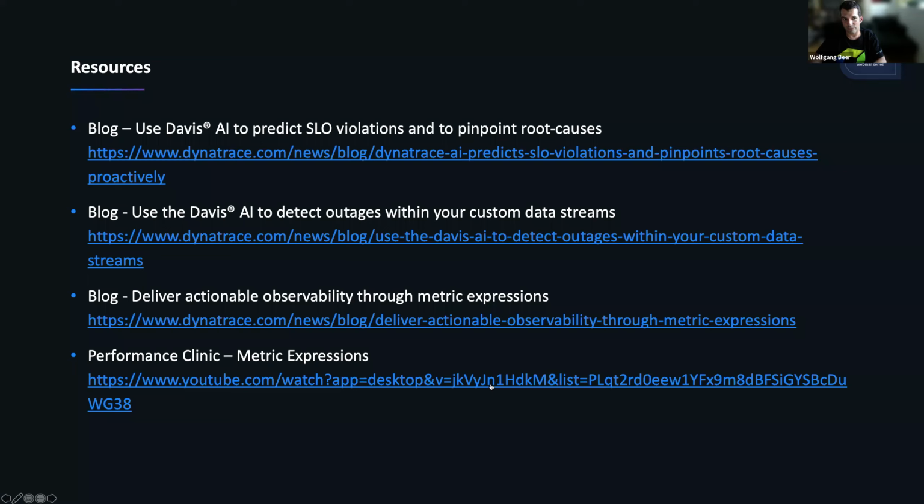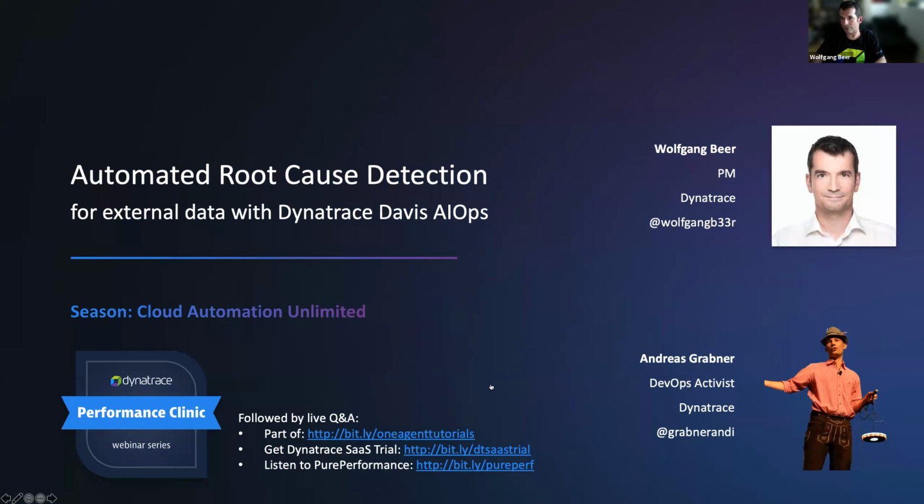There are a lot of useful resources online, like, as Andy mentioned, predicting SLO violations and pinpointing root causes by using Davis, or detecting outages within your custom data streams, and metric expressions. There is a great performance clinic done by a colleague of mine that you should watch. It's really great, a performance clinic on metric expressions. And with that, I'm at the end exactly in time.